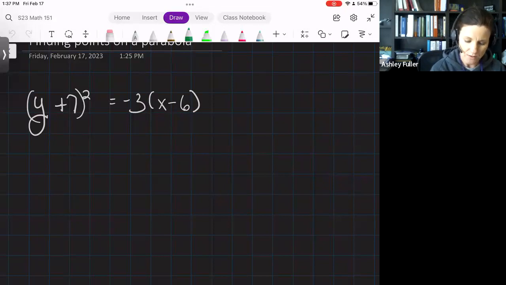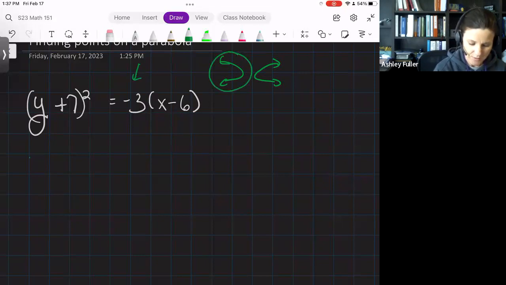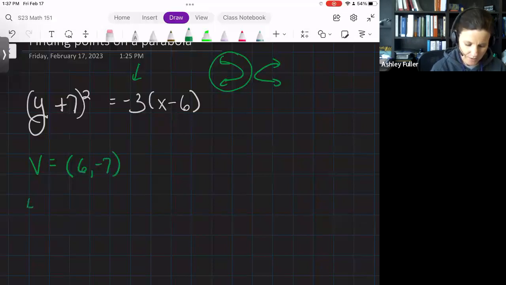We know that this is going to be a left or right opening parabola because the y is the term that is squared. And because this value is negative, we know the parabola is going to open to the left. One of the first things we can do is find the vertex, and that vertex comes from the x and y values being h and k. This is going to become 6, -7 will be our vertex. And we also know that 4p is equal to -3, resulting in p being -3/4.